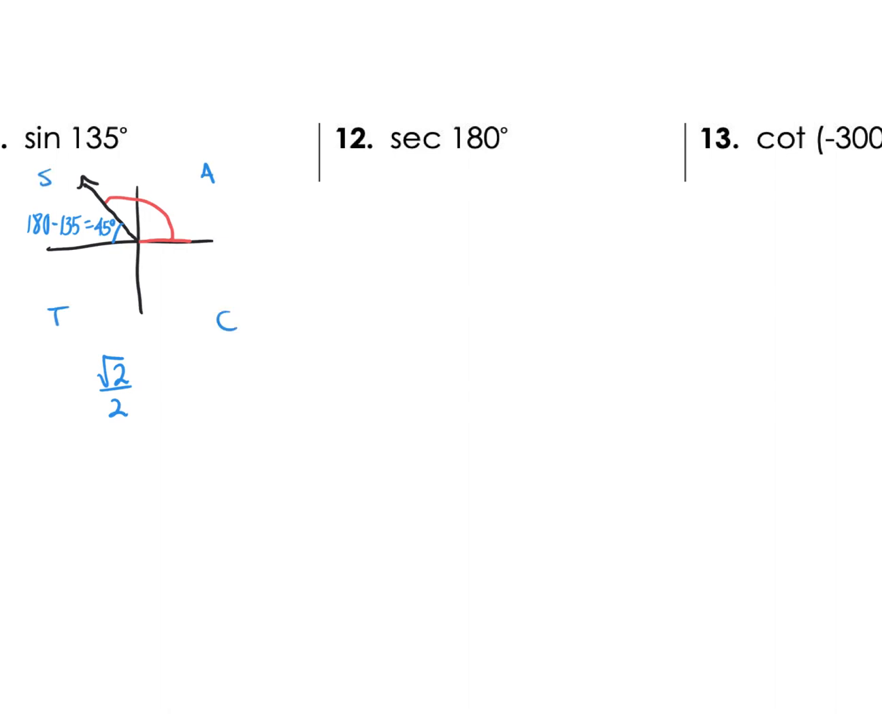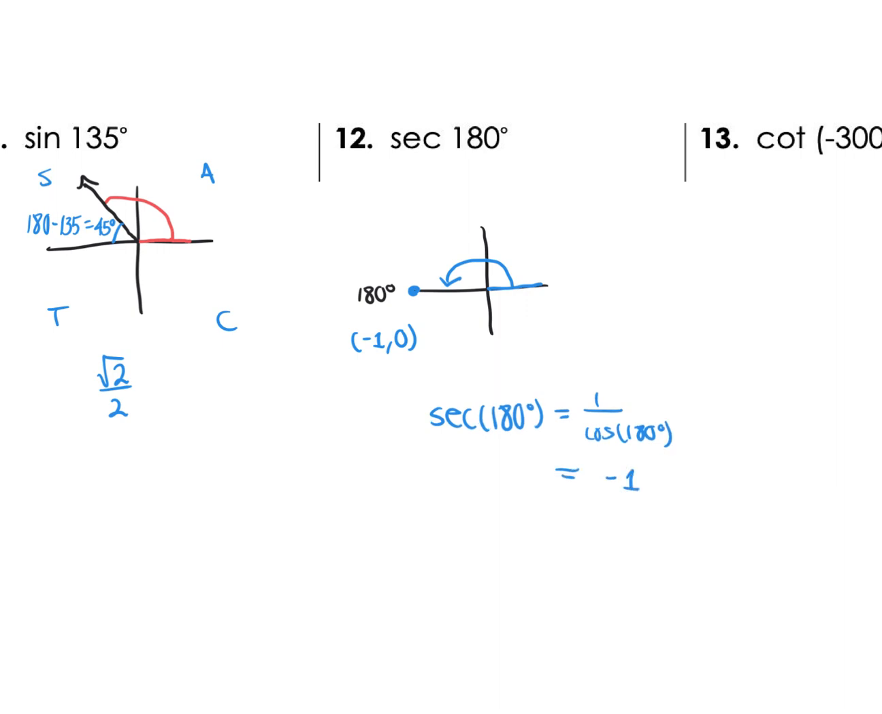Now we have secant of 180 degrees. So 180 degrees is this value here. We're going to draw our reference angle to be over here. This point is -1, 0. So then secant of 180 is 1 over cosine of 180 degrees, which is -1.